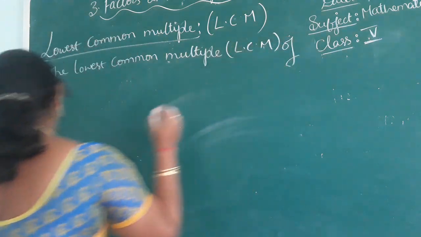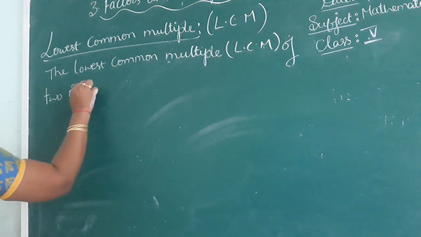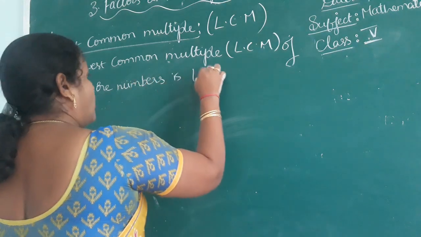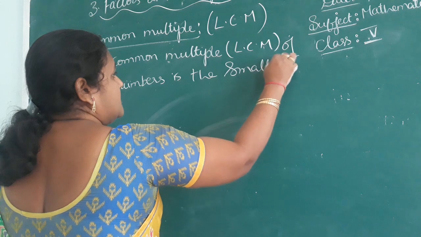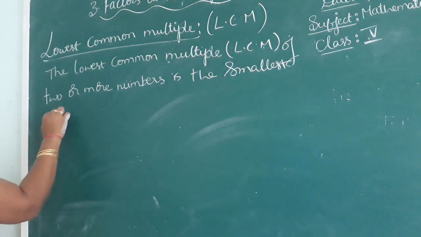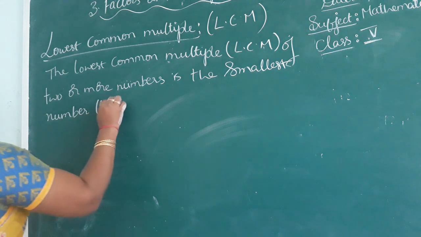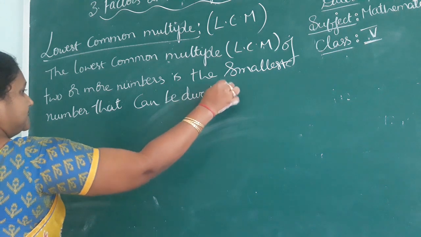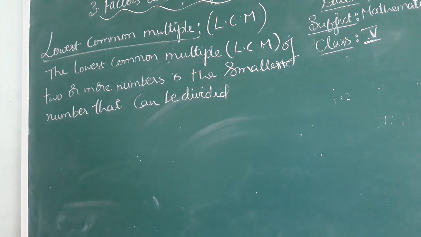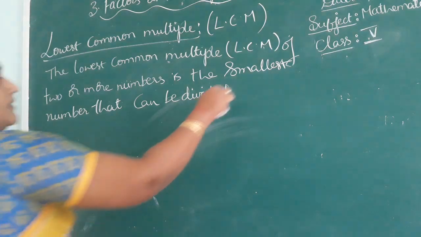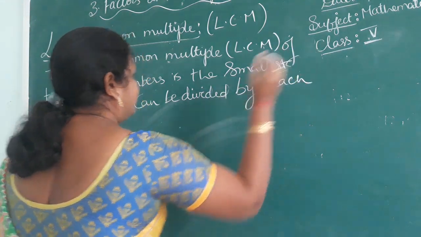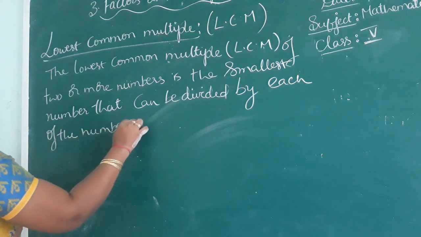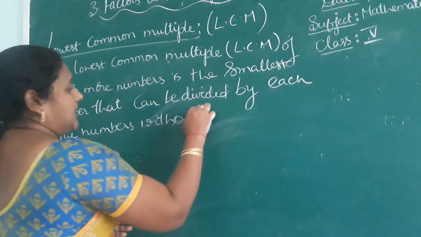The LCM of two or more numbers is the smallest number that can be divided by each of the numbers without leaving a remainder.